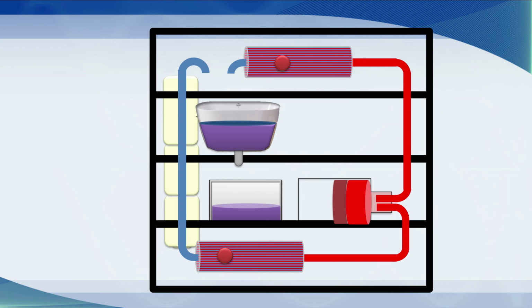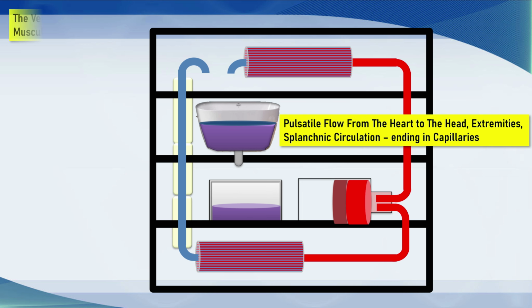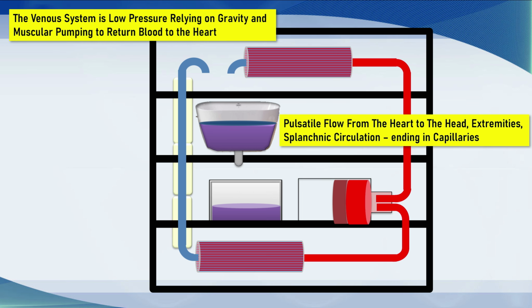I want you to take note that the capillaries receive pulsatile flow directly from the heart, but the venous side of the circulation acts as a reservoir of blood that is partially pumped upwards by extremity veins and is delivered to the right atrium by a low pressure gradient that is enhanced by ventricular emptying.